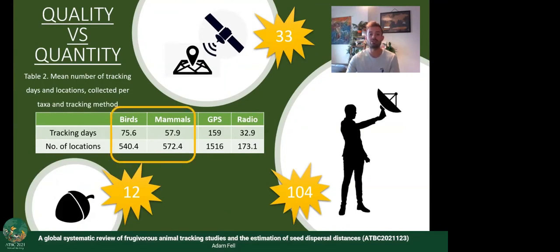GPS tags in general were deployed for much longer time periods than radio tags and were also responsible for collecting almost 9 times the amount of data locations.